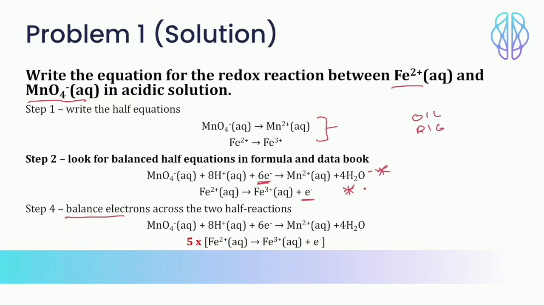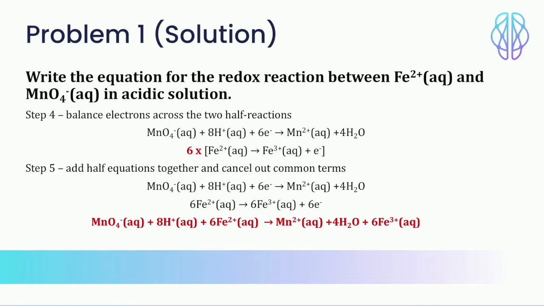So what we've got to do to balance the equation is we're going to multiply it by a common factor to get that up to 6. So this should be actually 6 here. Now that I've multiplied it by 6, so you can see down here it's multiplied by 6 and each are spread out. What we can do is now add our two half reactions together and cancel out the common terms.